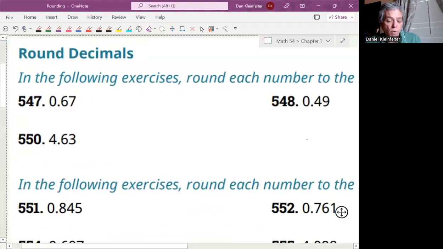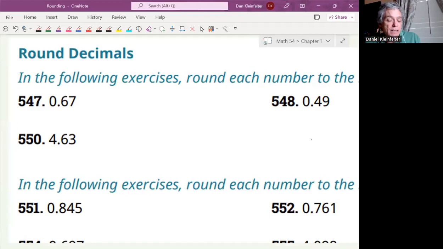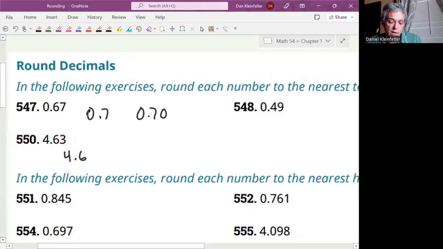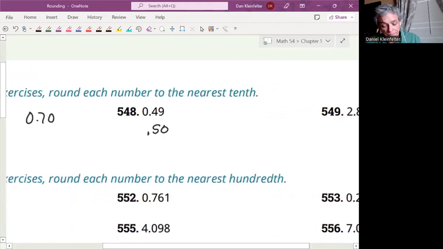For the first one, 0.67 or 67/100ths. If we're rounding this to the nearest 10th, then that will be where the 6 is now. The digit 7 to the right of it is more than 5, so we're rounding up, and so we will have 0.7. You can put 0.70 if you want, because it's going to be the same thing. 4.63 on the other hand, the 6 is still in the 10th place. The 3 to the right is less than 5, so we will not be rounding up. We'll just leave that as 4.6 or 4.60 if you like. For 0.49, that will round to 0.50 or 0.5 if you wish.